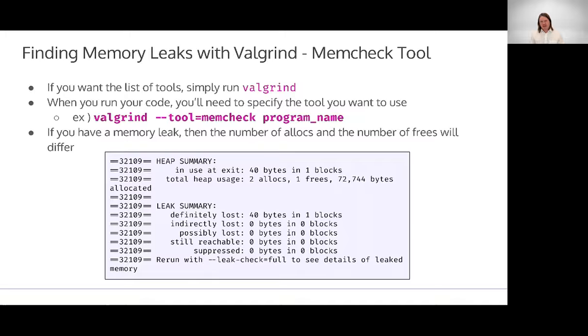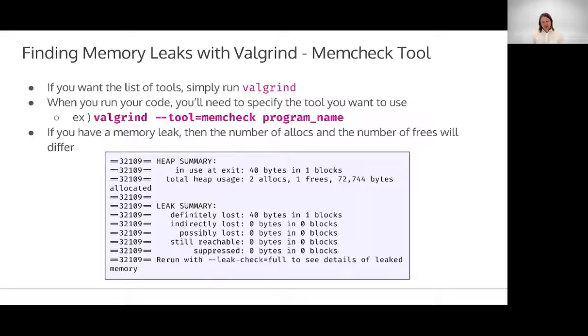If you have a memory leak, then the number of allocations and the number of frees will differ within your program. So if we go ahead and look, this is some of the output, and I'll go through an example to show you the output in its entirety of what Valgrind is telling you about your program. So here we have a summary of the free store. It says in use at exit, 40 bytes in one block. Total heap usage, 2 allocations and 1 free. So you can think about this in the context of this class: 2 calls to new, 1 call to delete. And obviously this is communicating that a memory leak is present within our program because we have an uneven number of allocations to invocations of delete.